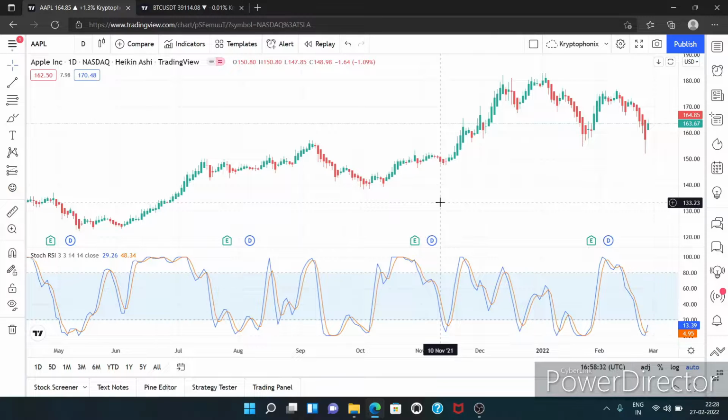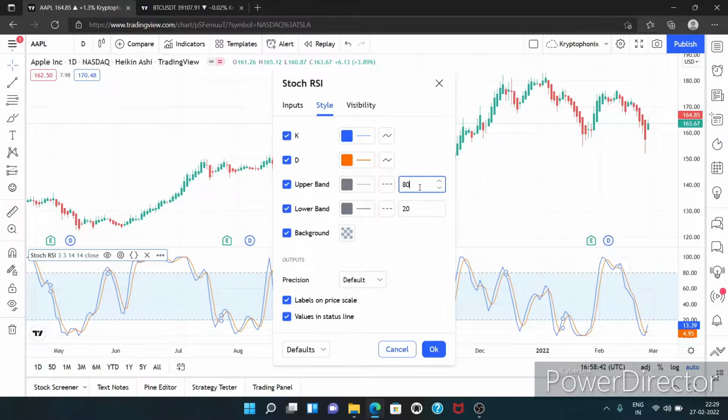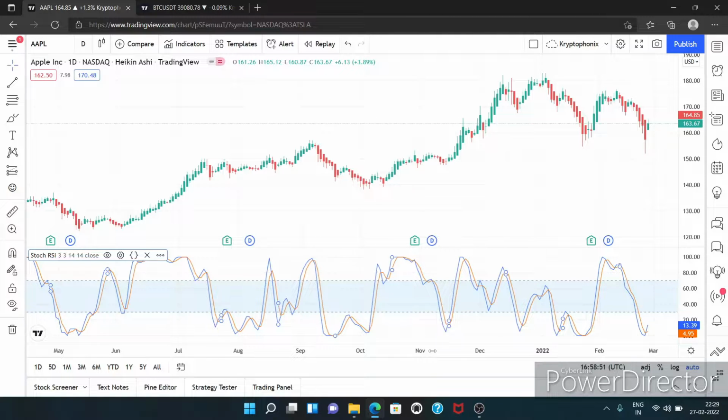Now coming to the strategy part. One thing that I missed, we need to change the default settings of stochastic RSI. We will change the upper band from 80 to 70 and the lower band from 20 to 30. Yeah, so this is it.